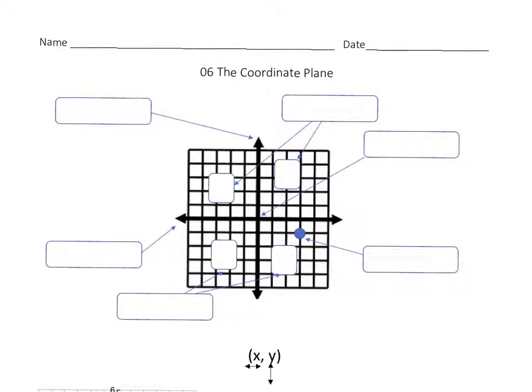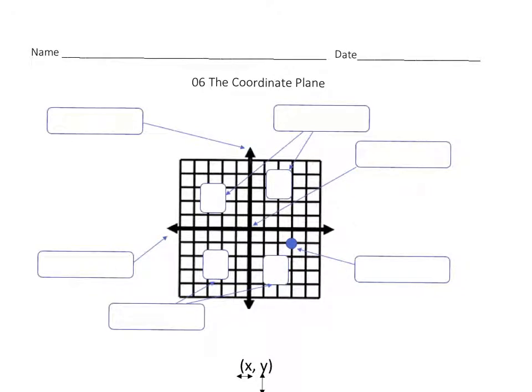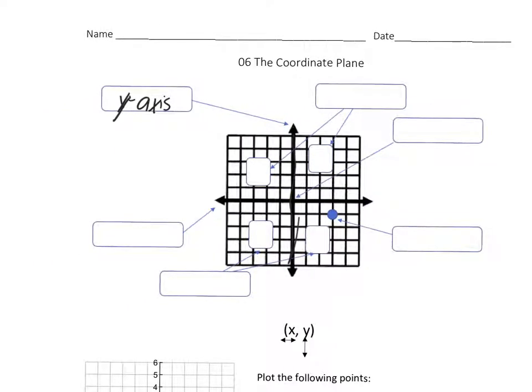Okay, so today we're doing the coordinate plane. Looking at my very top left box, it's pointing at the line that goes straight up and down. That is called the y-axis. The next box down on your left is the line that's going straight across. That is called my x-axis. If you look over at our word wall, those are both sitting on it.